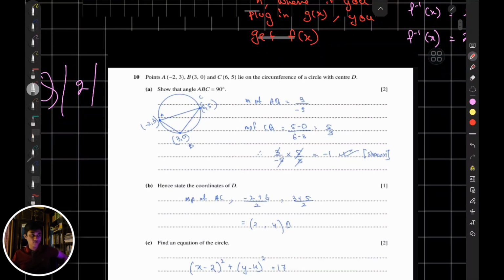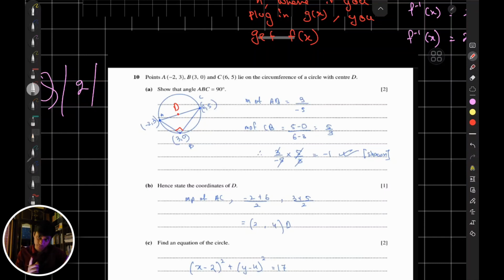Okay. So for this question, points A, which is (minus 2, 3), point B, which is (3, 0), point C, which is (6, 5), lie on the circumference of a circle with center D. Okay, center is D. Show that angle ABC is 90 degrees. ABC, right? This angle has to be 90 degrees.